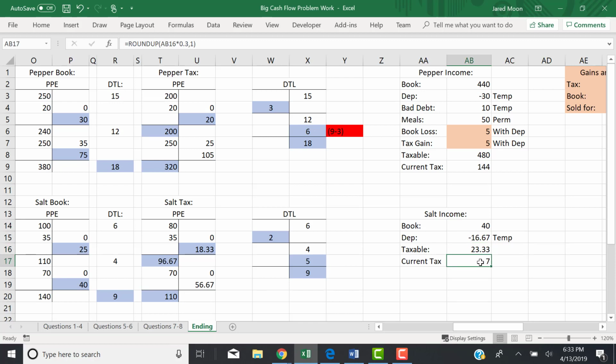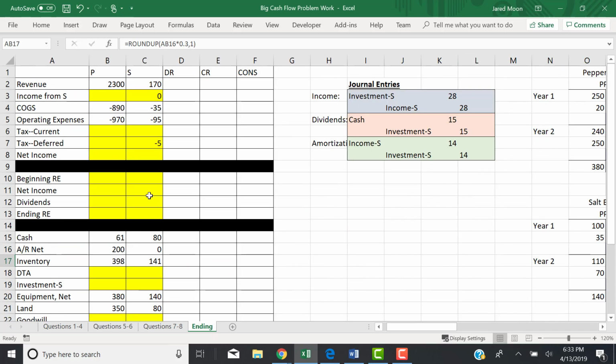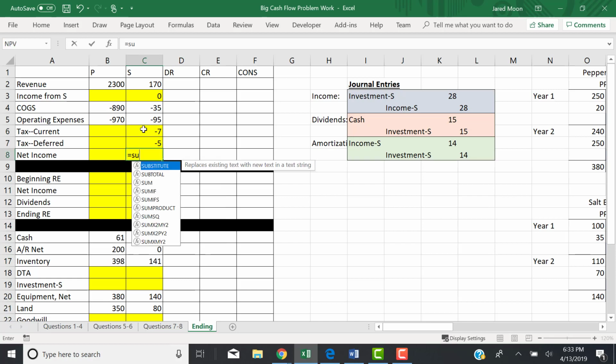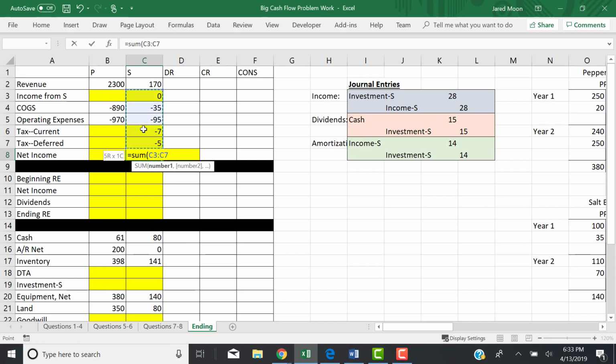And then I did a little round up thing because I don't want to deal with 6.99 whatever. So current tax expense would be 7. So we put that in here, -7, and we can solve for our income. Sum all of these up, and we get 28. So the income that we have from S, the journal entry would be income of 28 and increase our investment of 28, right? That makes sense. That's one of the journal entries.